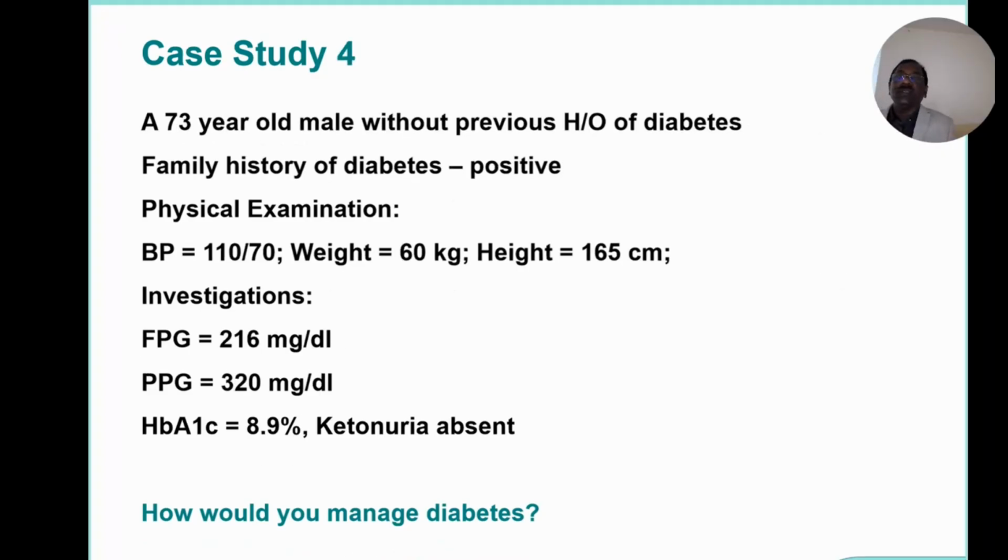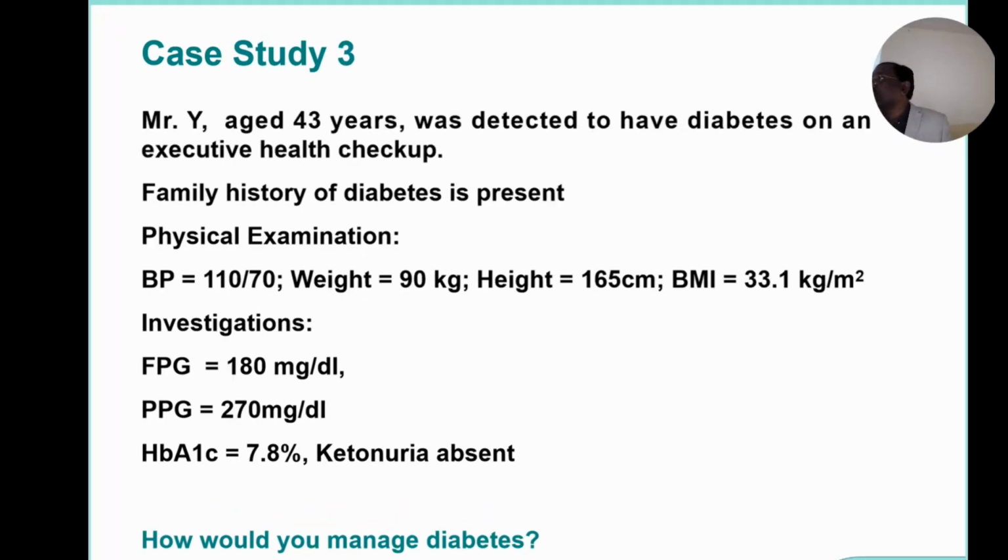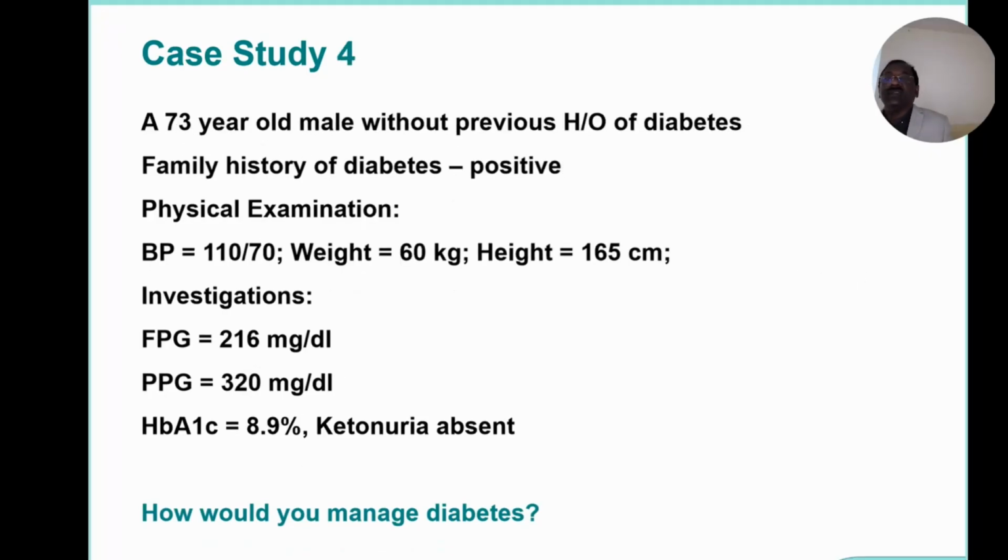Here, a 73-year-old male, so respect the age. Here a 43-year-old male, here the 73-year-old male. Here again the gender is also very important, male or female. Okay, without previous history of diabetes. Family history of diabetes is positive. BP normal. Weight is also normal. Fasting is very high. Postprandial is high. HbA1c nearly 9%. So what is the working diagnosis here? Late onset type 2 diabetes.